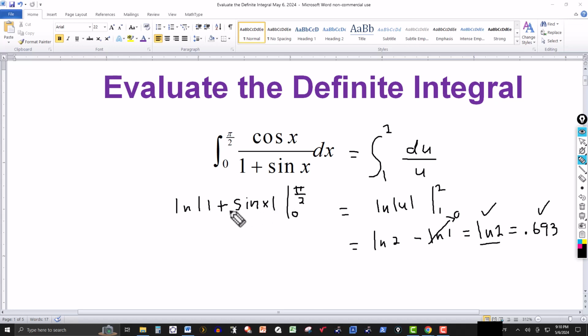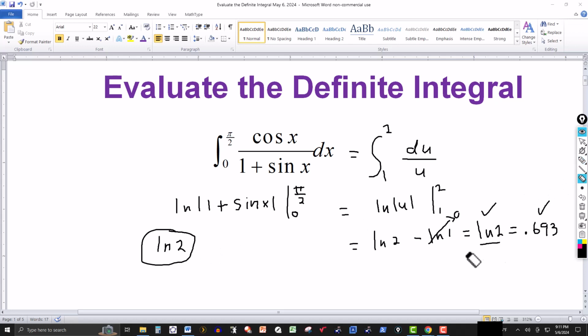And we evaluate at pi over 2 here. So we replace the x with pi over 2, so the sine of pi over 2, or 90 degrees, is 1. So 1 plus 1 is 2. So that gives me ln of 2. And then it's minus the value at 0. So the sine of 0 here is 0. So that leaves me with 1. But the natural log of 1 is 0. So I get the same thing.